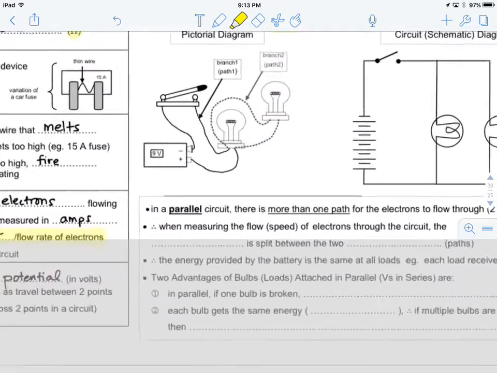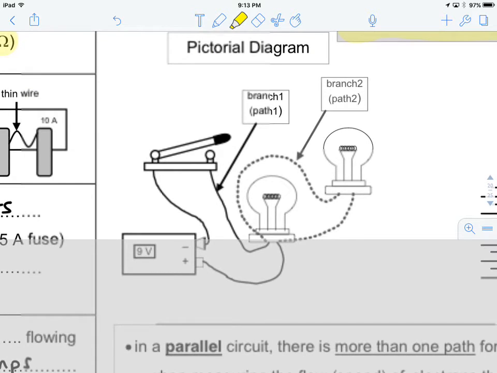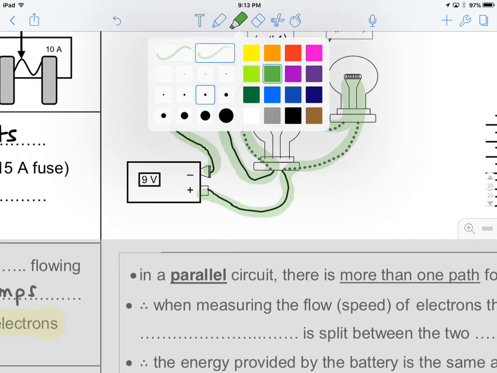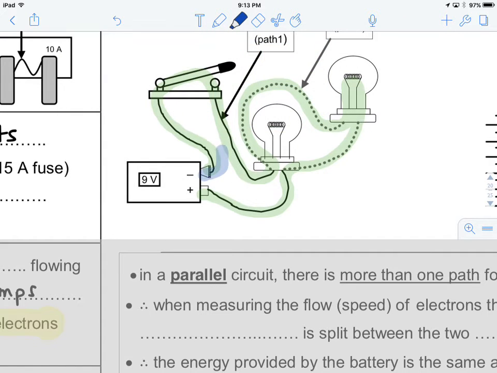So here is a pictorial diagram. And again, we'll demonstrate our different paths. So the electrons can go this way through the light bulb and out through the light bulb and then back. So that would be one path. Or the electrons could do something else. They could go through the switch, through this light bulb, and then straight back. That's another path that they could take.